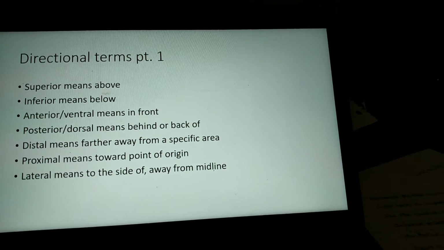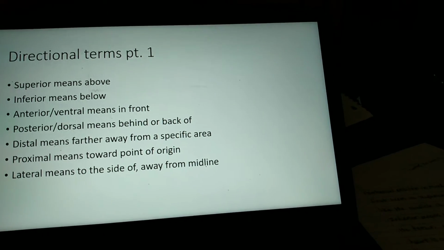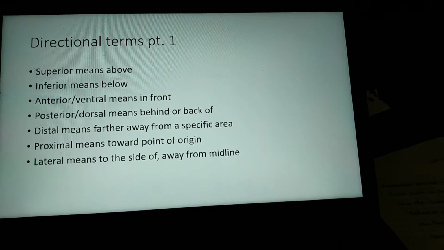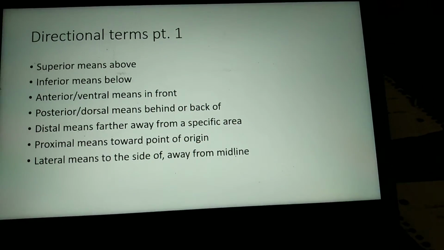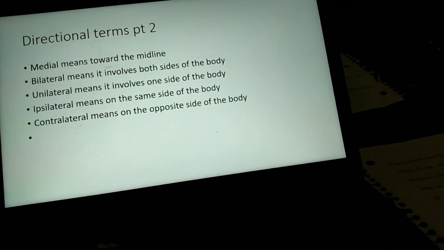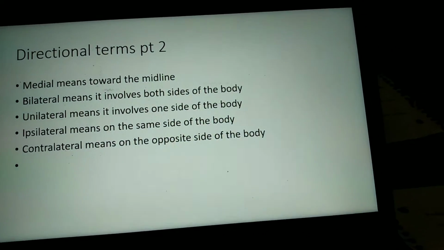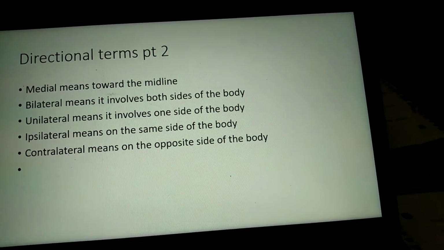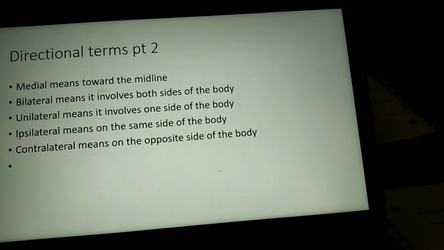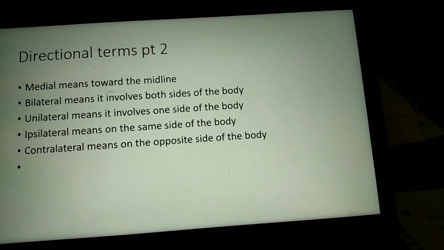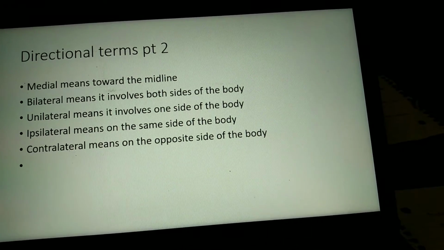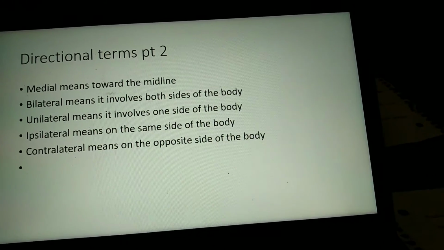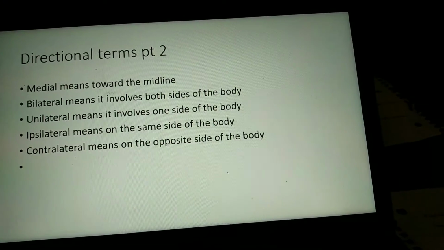Lateral means to the side or away from midline. The ears are lateral to the nose. Medial means toward midline or center. The chest is medial to the arm. Bilateral means it affects both sides. Bilateral arthritis affects joints on both left and right sides of the body.